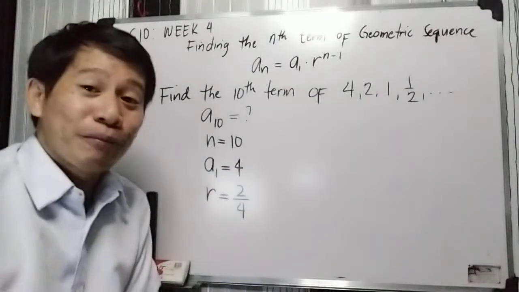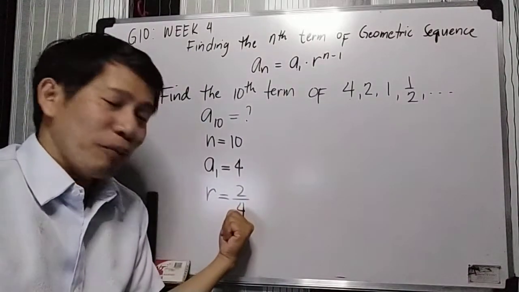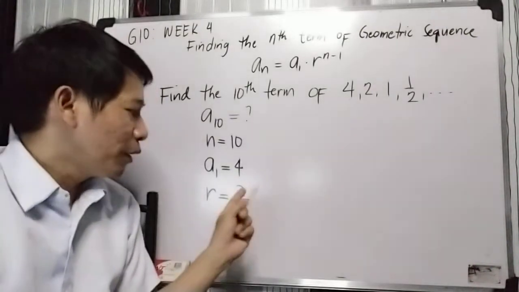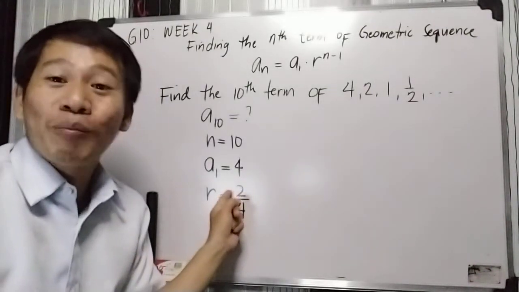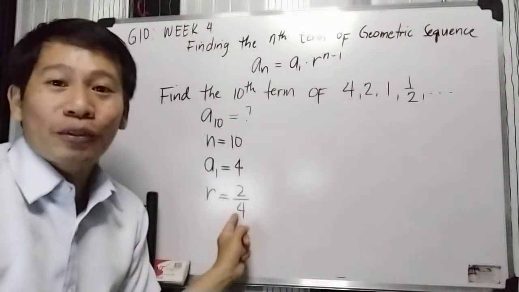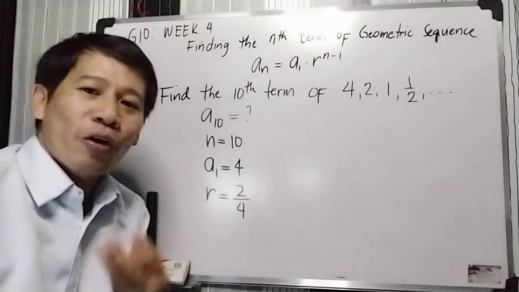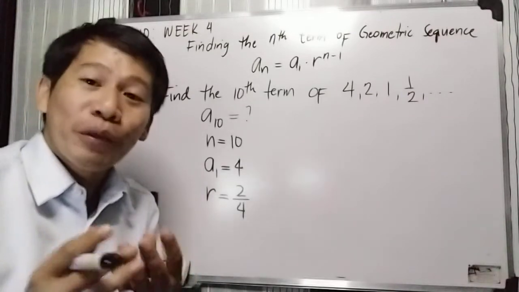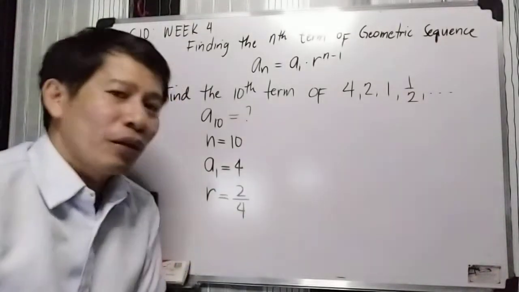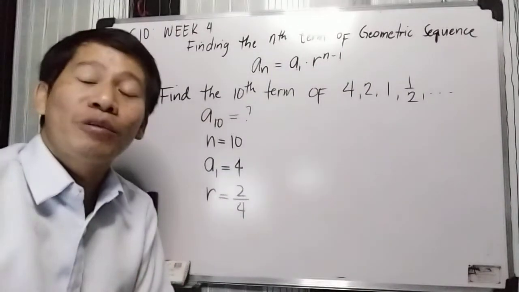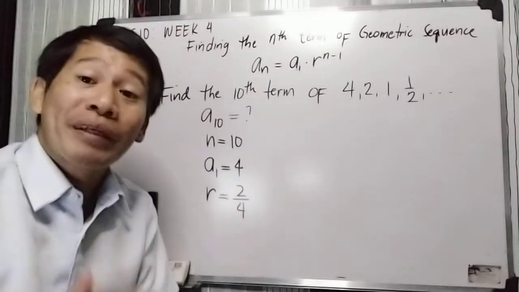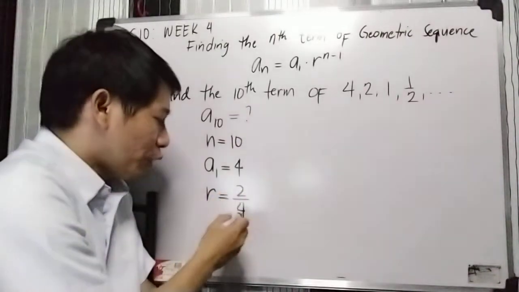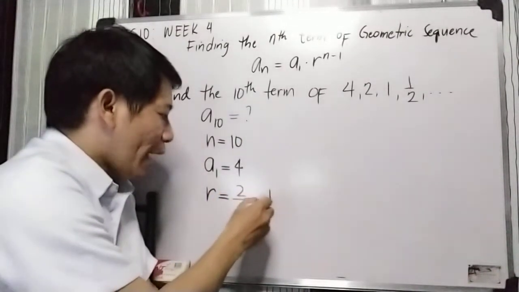So what do you observe in our common ratio? If we divide 2 by 4, it's not divisible, right? Actually, yung numerator natin is smaller than the denominator. So what does it mean? The common ratio is a fraction. And if the common ratio is a fraction, what you will do is reduce it to its lowest term. So what is the lowest term of 2/4? That is equal to 1/2.